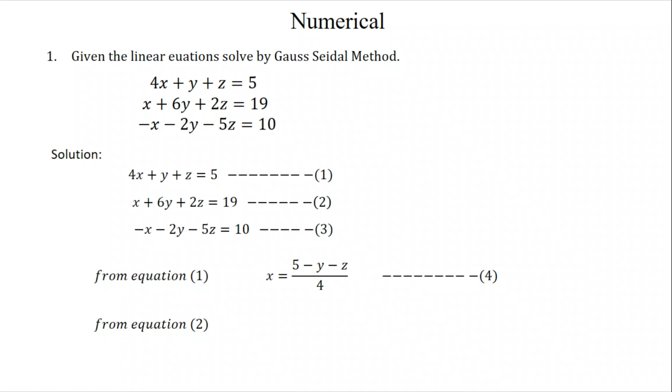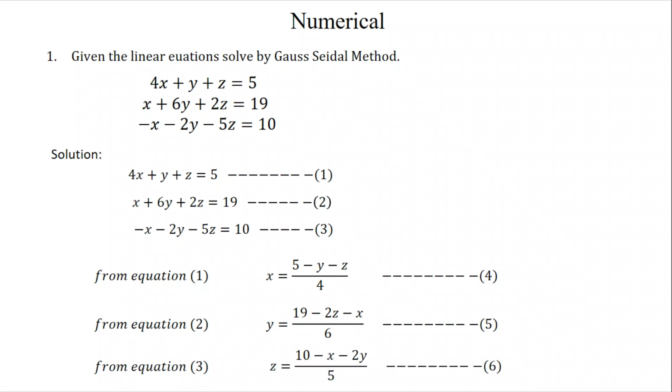Then from equation 2 find the value of y. So y = (19 - 2z - x) / 6, which is equation number 5. And from equation 3, find the value of z: z = (10 - x - 2y) / 5. This is equation number 6. Once you get equations 4, 5, 6 for x, y, z, then find the first iteration.